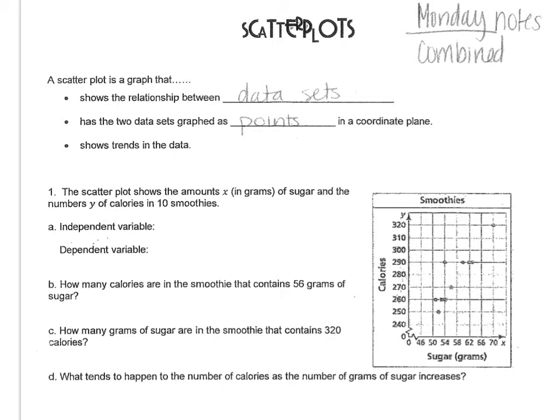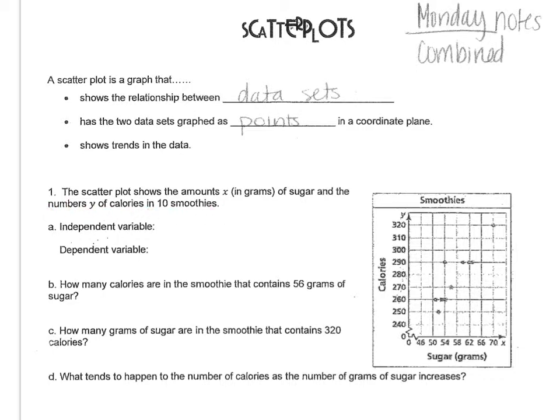So scatter plots are graphs that show the relationship between sets of data, and they're shown by points on the graph. So this graph right here is an example of a scatter plot. In this particular graph, it shows the amount X in grams of sugar and the number Y of calories in 10 different smoothies.